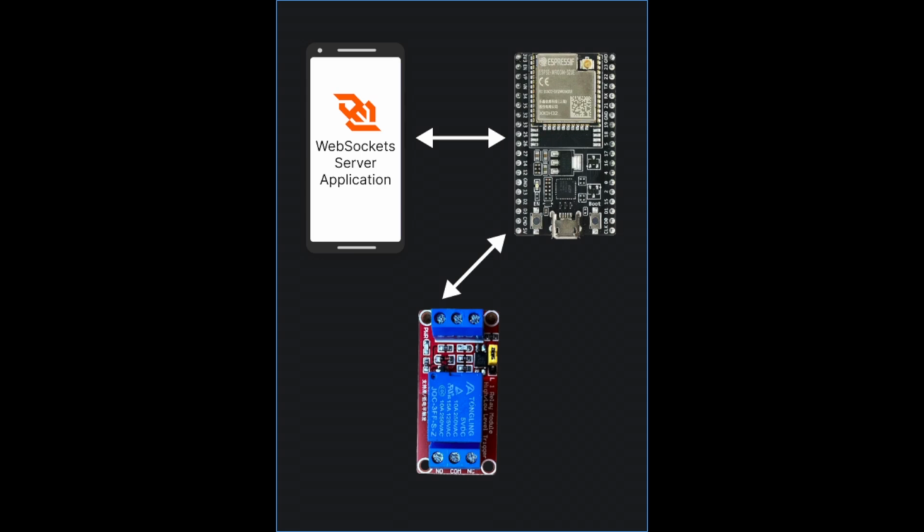The second component is ESP device. It will be connected to the same Wi-Fi network and it will receive commands from the WebSocket server application. And the third component is relay device. It will be connected to ESP and it can enable and disable any electric circuit.